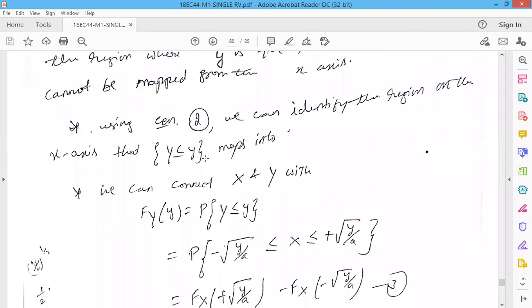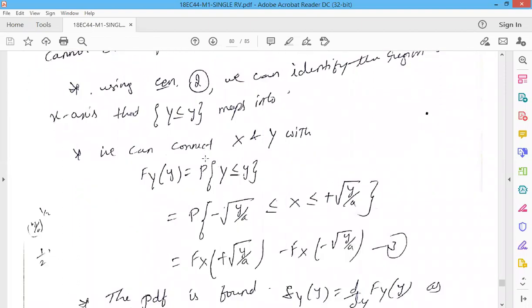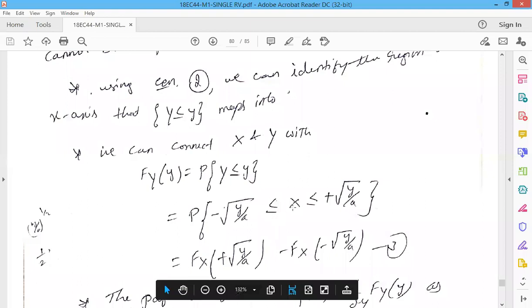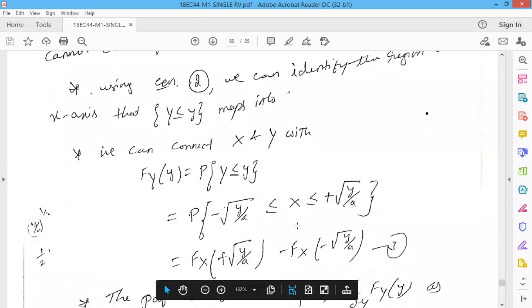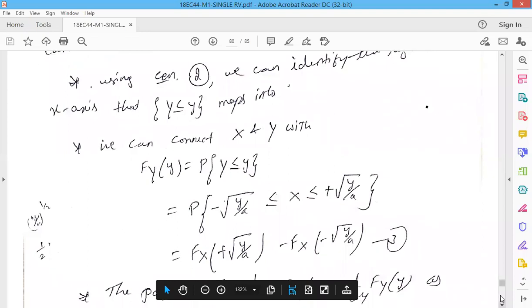For this example, we can connect the random variables x and y using the equation F_Y(y) is equal to probability of Y less than or equal to y. And as I told, this is also equal to probability of minus square root of y by a less than or equal to X less than or equal to plus square root of y by a. This is nothing but the region along the x-axis. Within this range, we will be able to identify the probability.